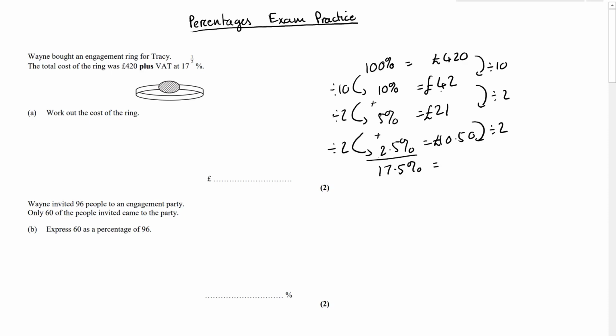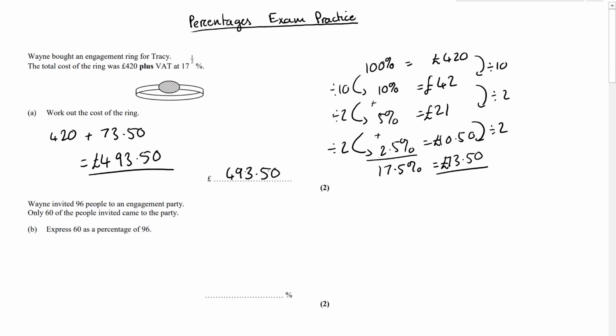and that's going to give you 17.5% on this side. And so then we have to add the 42 plus the 21, which is going to give us 63, plus the £10.50, which is £73.50. That is the value added tax. So the total cost of the ring is going to be the initial 420 plus the £73.50, which is going to give you £493.50, and that would be your answer to this question.